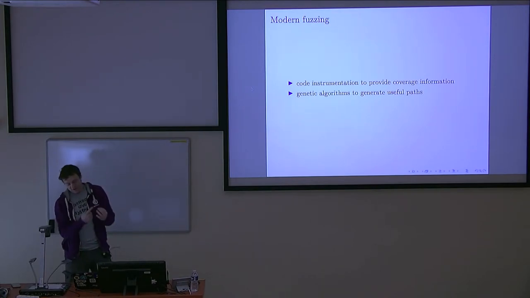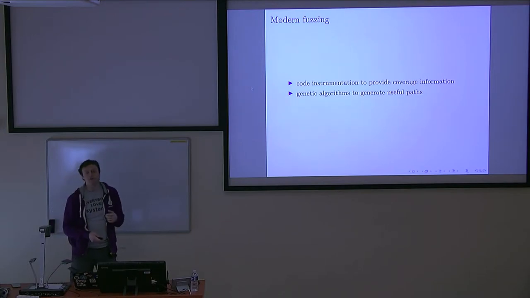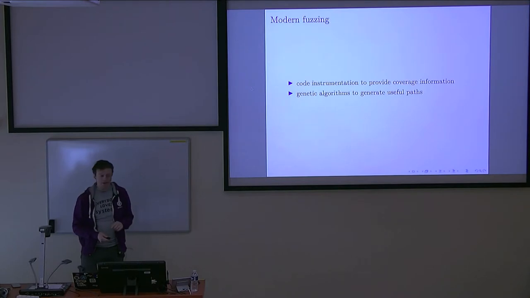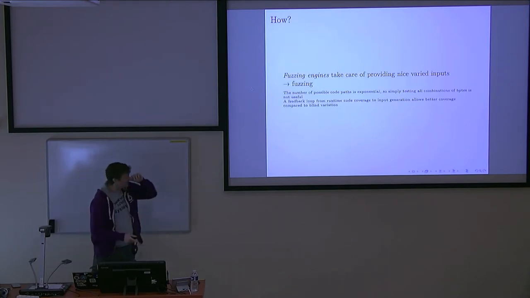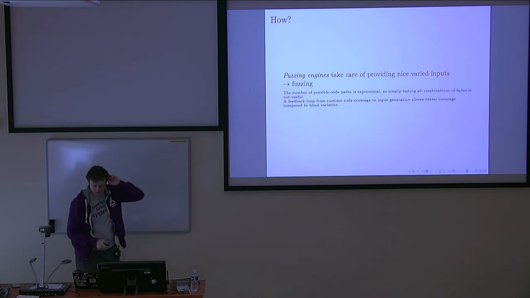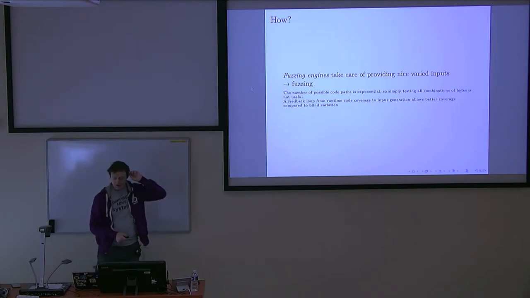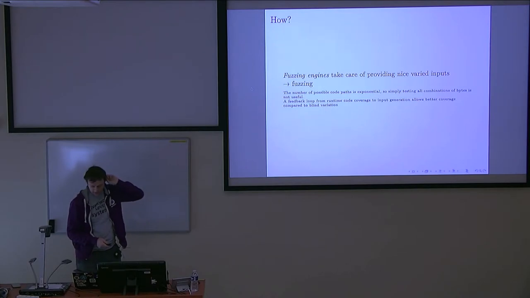And the third, non-technical development is that people have made it really easy to use, or relatively easy to use, and it's just nice. So, right, fuzzing is about just generating randomized inputs to your program.